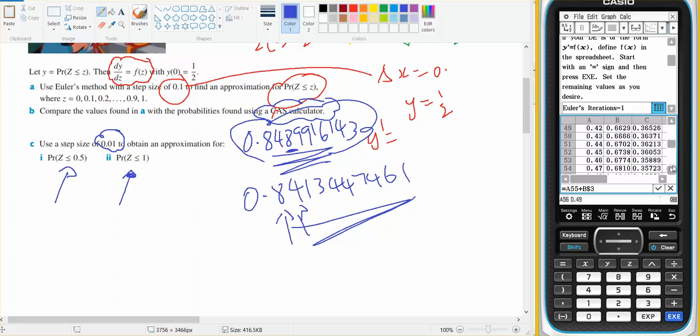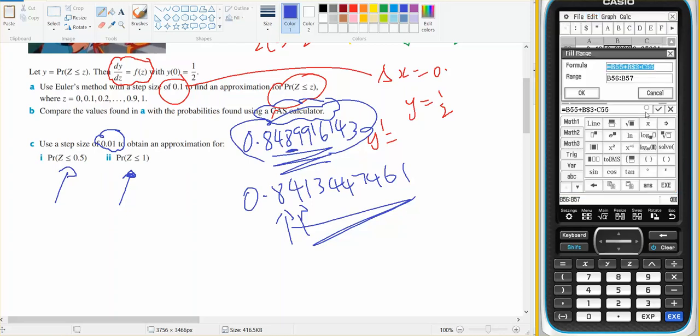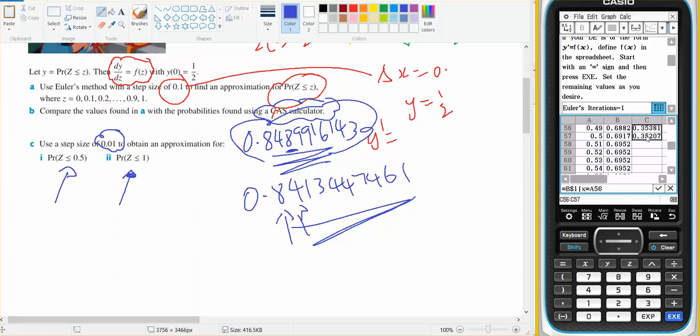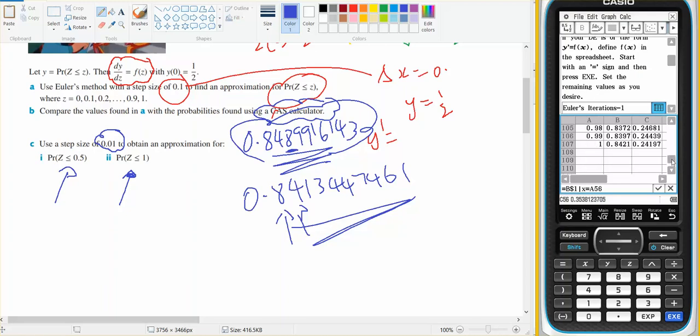So I need to fill down the other two columns as well. If I pick two columns, Edit, Fill Range to 107. I just added another 50 because I knew I got down to 50. And select two cells, Edit, Fill Range, I wish to go to 107. And OK.